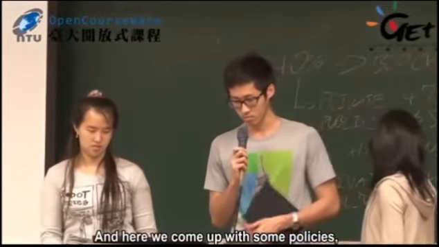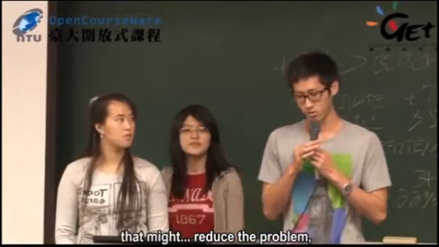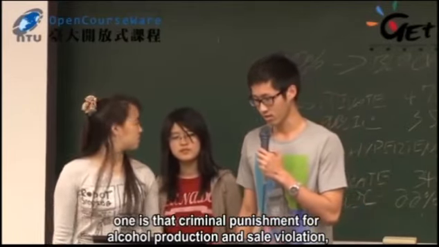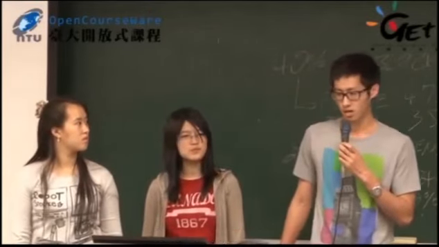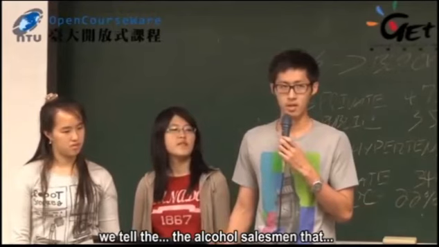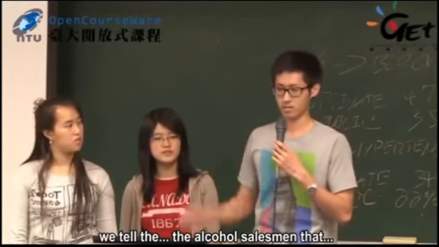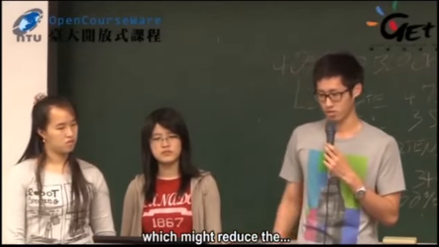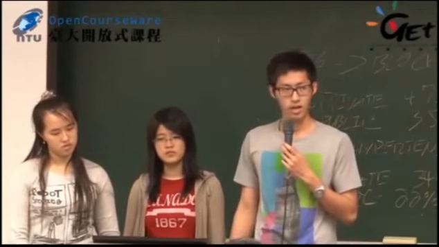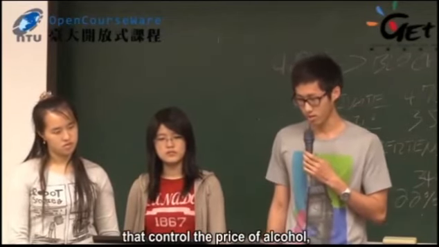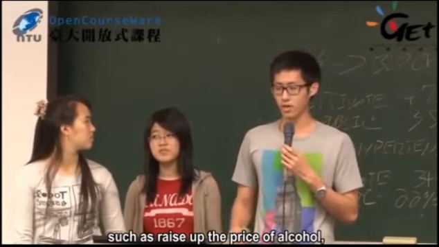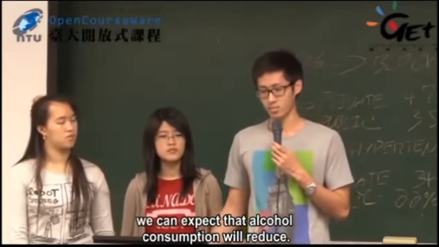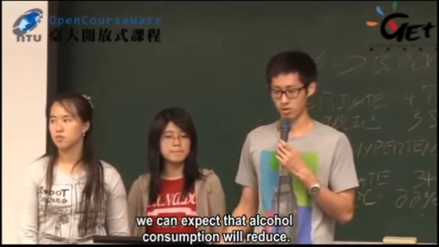And here we come up with some policies which might reduce the problem. One is criminal punishment for alcohol production and sale violation. For instance, we tell the alcohol salesmen not to sell too much alcohol to people, which might reduce the production of alcohol. And the next is the price policy that controls the price of alcohol, such as raising the price of alcohol, where we can expect that alcohol consumption will reduce.